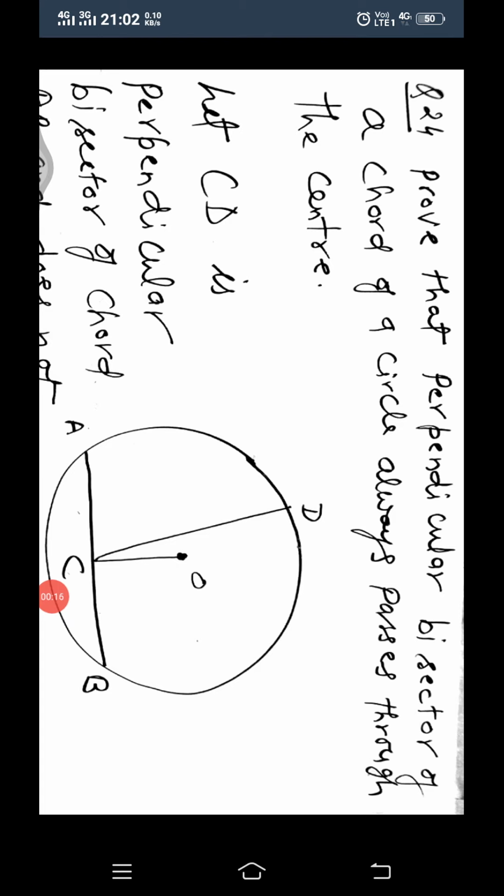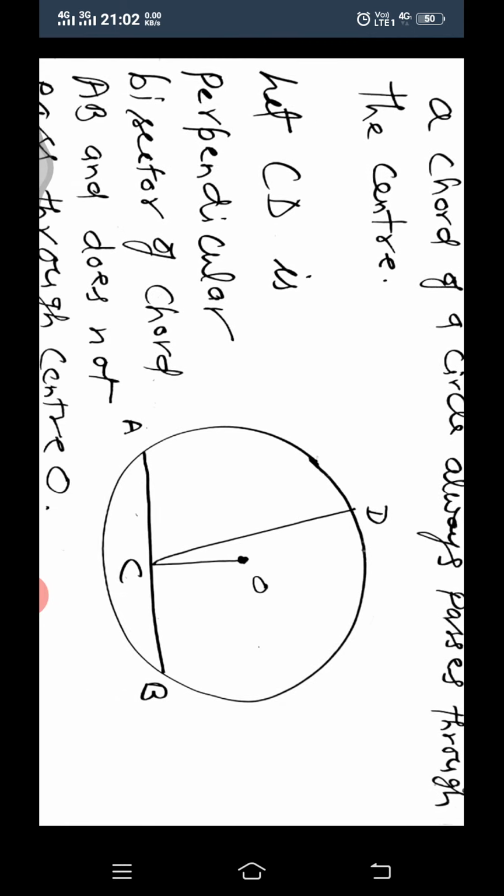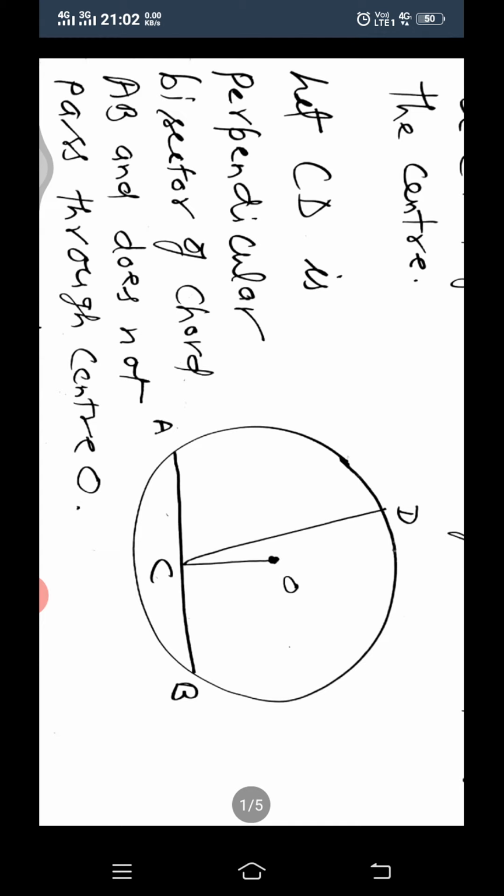Let's see question number 24. Prove that the perpendicular bisector of a chord of a circle always passes through the center. Here we have drawn this figure. We can see this OC is drawn, and a bisector of chord AB is drawn. The bisector of chord AB is CD, which does not pass through center O. Let CD be the perpendicular bisector of chord AB and not pass through center O.